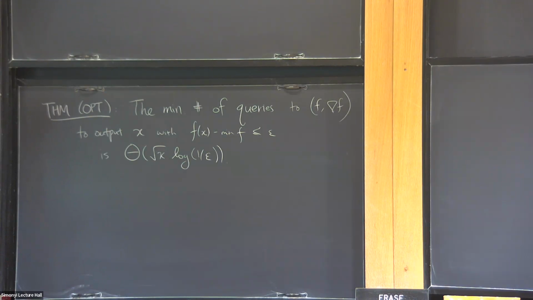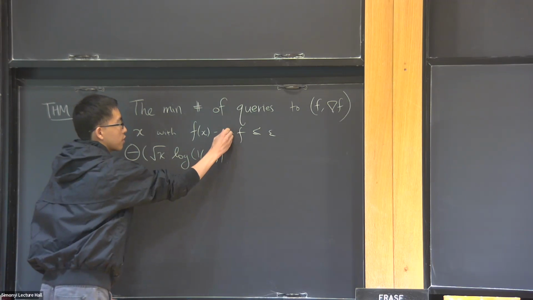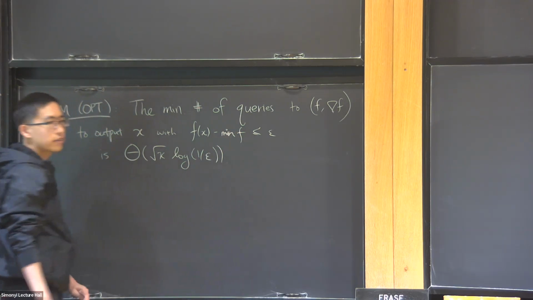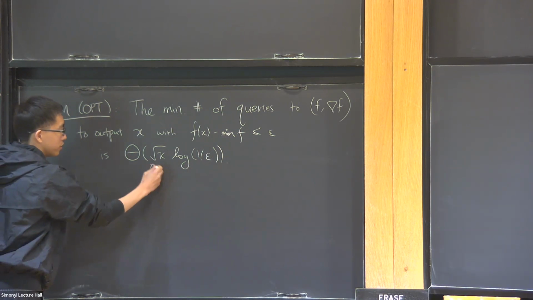Condition number is the ratio between beta and alpha, the largest and smallest eigenvalues of the Hessian. The accuracy is F of x minus the minimum of f, your epsilon suboptimality. So is this simple vanilla gradient descent? No, this is Nesterov's accelerated gradient descent. A normal gradient descent will just give kappa without the square root. So this is the presence of acceleration.